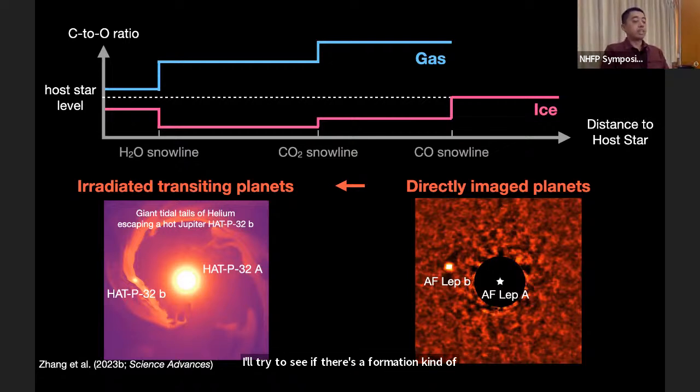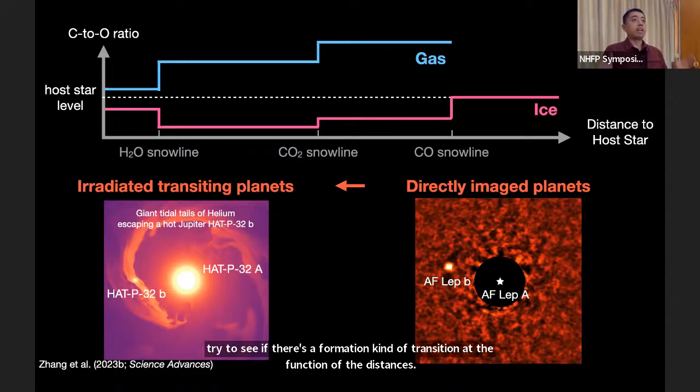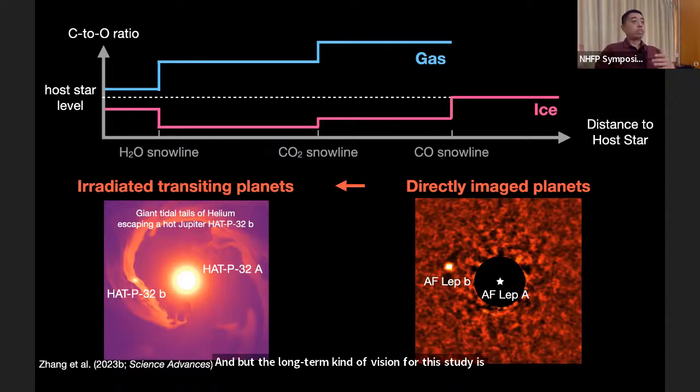But the long-term vision for this study is to combine the imaged planets, which are at slightly wider orbits, with those at closer-in orbits, like irradiated transiting planets, and try to see whether we can see a similar trend. So do those planets have different kinds of compositions?